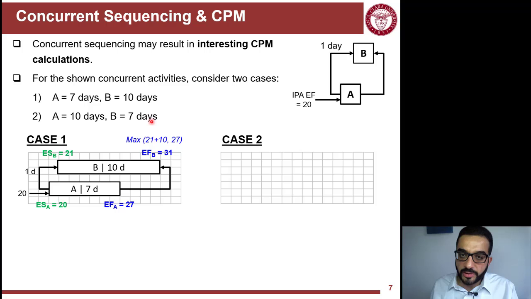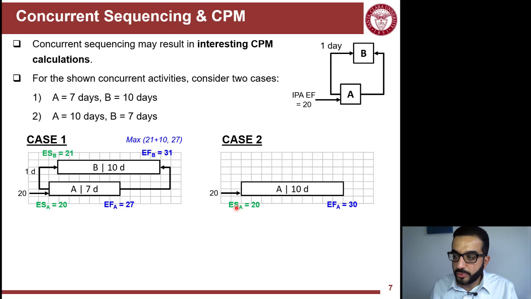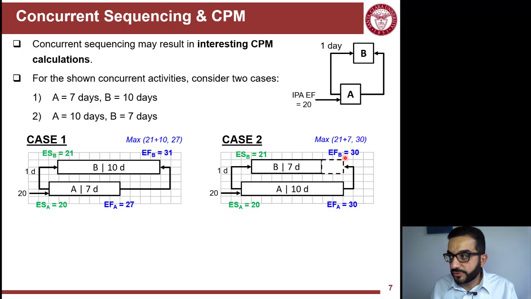In the second case, I will flip now the durations of A and B. So now I start A at 20, because that's coming from the forward pass calculations from the activities before. With 10 days, the early finish of A will be 30. I have 1 day lag between the start of A and B, so the early start of B will be 21. Then B has 7 days duration, so theoretically I'll finish at 28. 21 plus 7, 28. But again, wait a minute, I have a finish to finish relationship, so B cannot finish until A is finished, which means that the early finish of B should be 30, not 28.